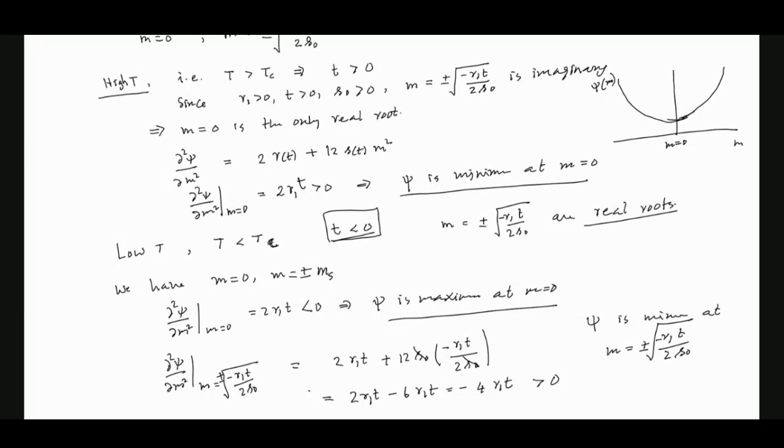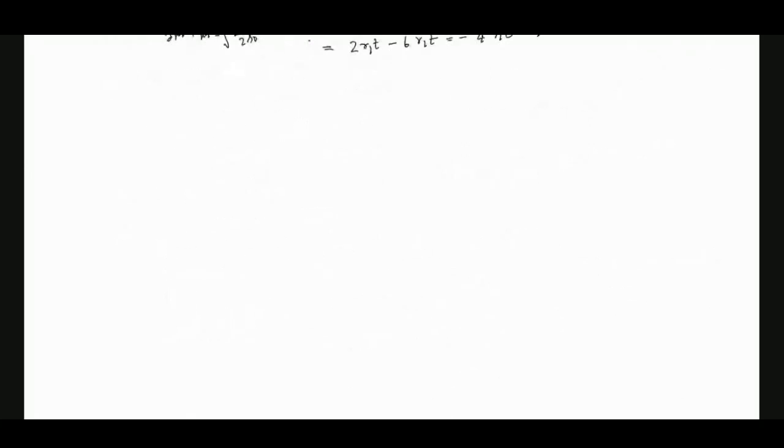So you can see that this means, if you look at this expression, we have a situation like this. Suppose you have your free energy something like this at the temperature. This corresponds to t greater than 0, and when it becomes less than 0, then you will see the following.